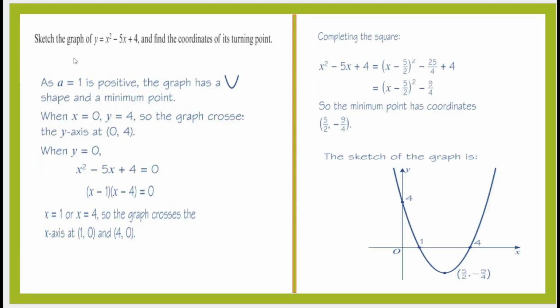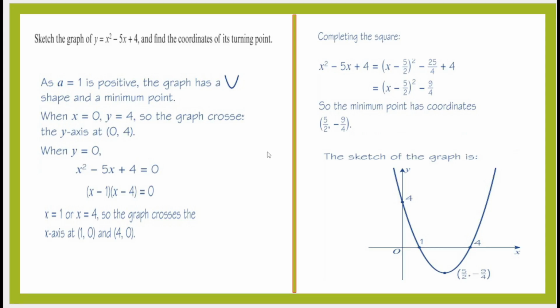Let's get the graph of y equals x square minus 5x plus 4. Here a is positive, therefore the graph has this shape. Now by taking x as 0, we get y equal to 4. Therefore (0, 4) is the crossing of the y-axis. Now taking y as 0, we get x square minus 5x plus 4 equal to 0. After simplifying, we get (1, 0) and (4, 0) as the 2 points of crossing of the x-axis.